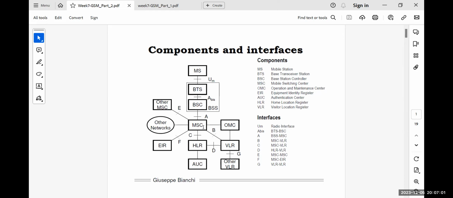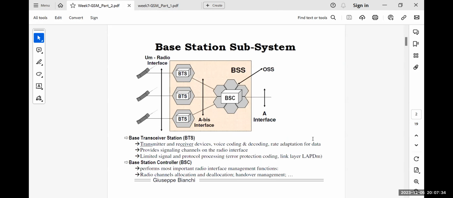And similarly, the interfaces between MSC and OMC, between MSC and HLR, between MSC and EIR, between MSC and some other MSC, and so on and so forth. We have different interfaces mentioned over here, and you can see in this figure: mobile station, BTS, BSC, and then we have MSC, OMC, VLR, HLR, and the equipment identity register we talked about earlier. So all of these things together make the complete GSM system.